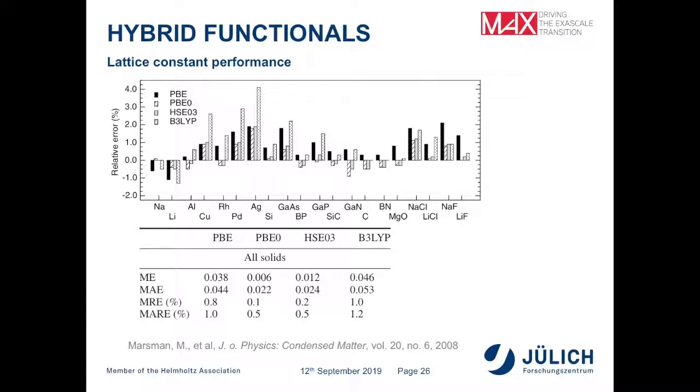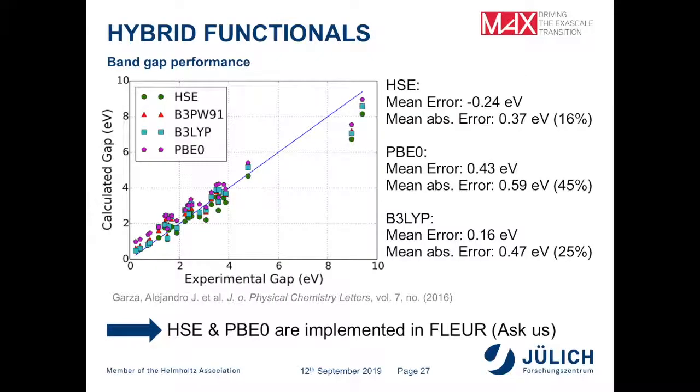But more interesting than the lattice constants is the band gap, because here for the first time we see some accurate predictions of a band gap. So here we have a mean error of about a quarter of an eV, or 0.16 eV, which is much better than what we saw with the PBEs, which were around 1 eV. And both of these are implemented. And again, if you want to use them, feel free to ask us.